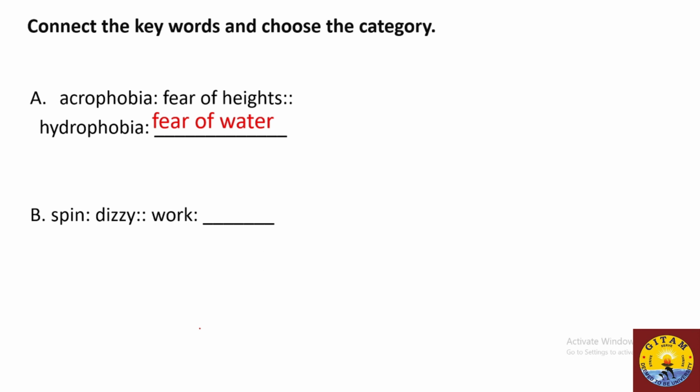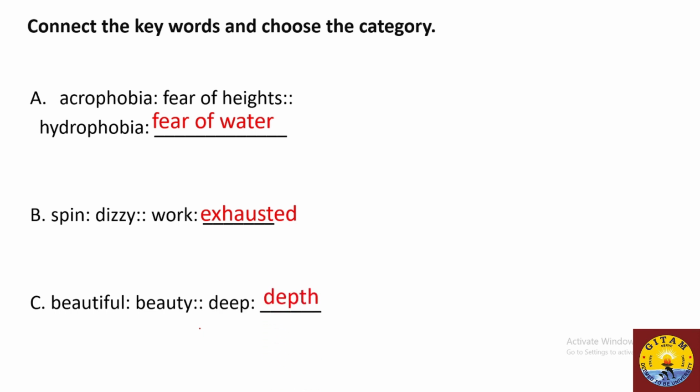Spin, dizzy. Work. Now, if you continuously spin, what happens? Of course, you feel dizzy. If you continuously work, what happens? Of course, you become exhausted. She is beautiful. What a beauty. Beautiful is an adjective. Beauty is a noun. Deep is an adjective. Depth is a noun.